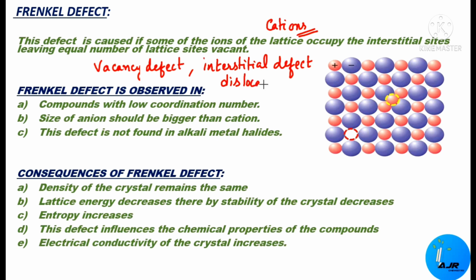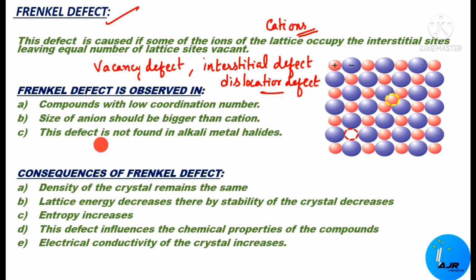Dislocation defect. So these are the different names given for this Frenkel defect. Now we are going to see the conditions for Frenkel defect, or where we can observe this Frenkel defect. The compounds with low coordination number will show Frenkel defect. And the next one is the size of the anion should be bigger than the cation. Obviously here the cation size is smaller and the anion size is a little larger.